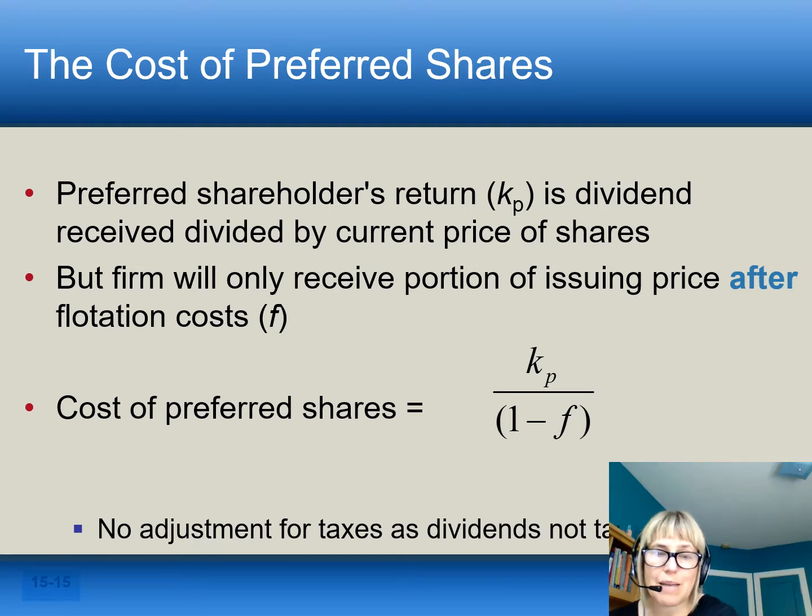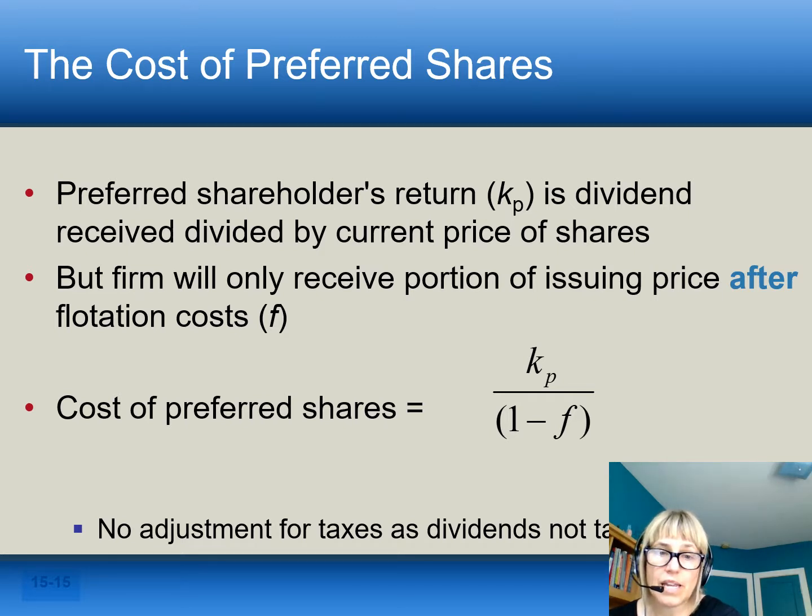Okay, cost of preferred shares. So here's a good example of the flotation costs. If we're trying to figure out the cost of preferred shares, K is pretty straightforward. That is basically our dividend rate. But if we have new preferred shares, we need to incorporate the flotation costs. So 1 minus 2% or whatever the case might be.